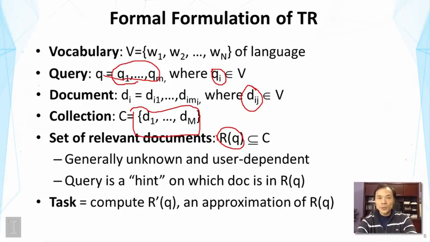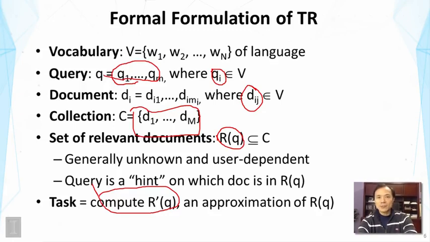And indeed, the user is generally unable to specify what exactly should be in this set, especially in the case of web search, where the collection is so large. The user doesn't have complete knowledge about the whole collection. So the best a search system can do is to compute an approximation of this relevant document set. So we denote it by R prime of Q. So formally, we can see the task is to compute this R prime of Q, an approximation of the relevant documents. So how can we do that?